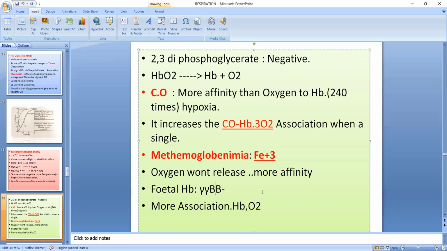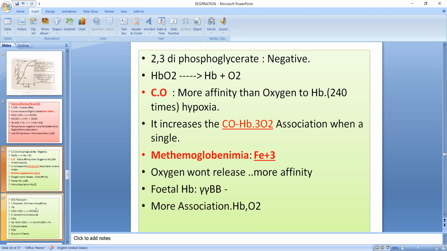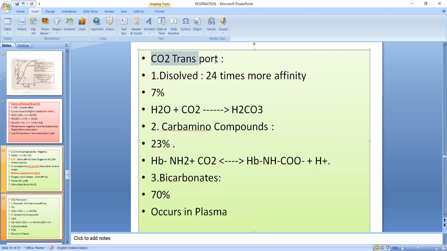exhibit more association with oxygen. So there is a less chance of release of oxygen. దానివల్ల ఏమవుతుందంటే మదర్ కి ఎఫెక్ట్ అవుతుంది. సో మదర్ ఎక్కువ బ్రీతింగ్ తీసుకొని ఎక్కువ ఆక్సిజన్ తీసుకుంటేనే ఆ ఫీటస్ కి సరిపడినంత ఆక్సిజన్ ఇవ్వగలుగుతుంది. ఎనీవే, సో ఫీటల్ హీమోగ్లోబిన్ కి నార్మల్ హీమోగ్లోబిన్ కన్నా ఎక్కువ అసోసియేషన్ అఫినిటీ అనేది ఉంటుంది. సో దీస్ ఆర్ ద ఫ్యాక్టర్స్ దట్ అఫెక్ట్ the HbO2 saturation.